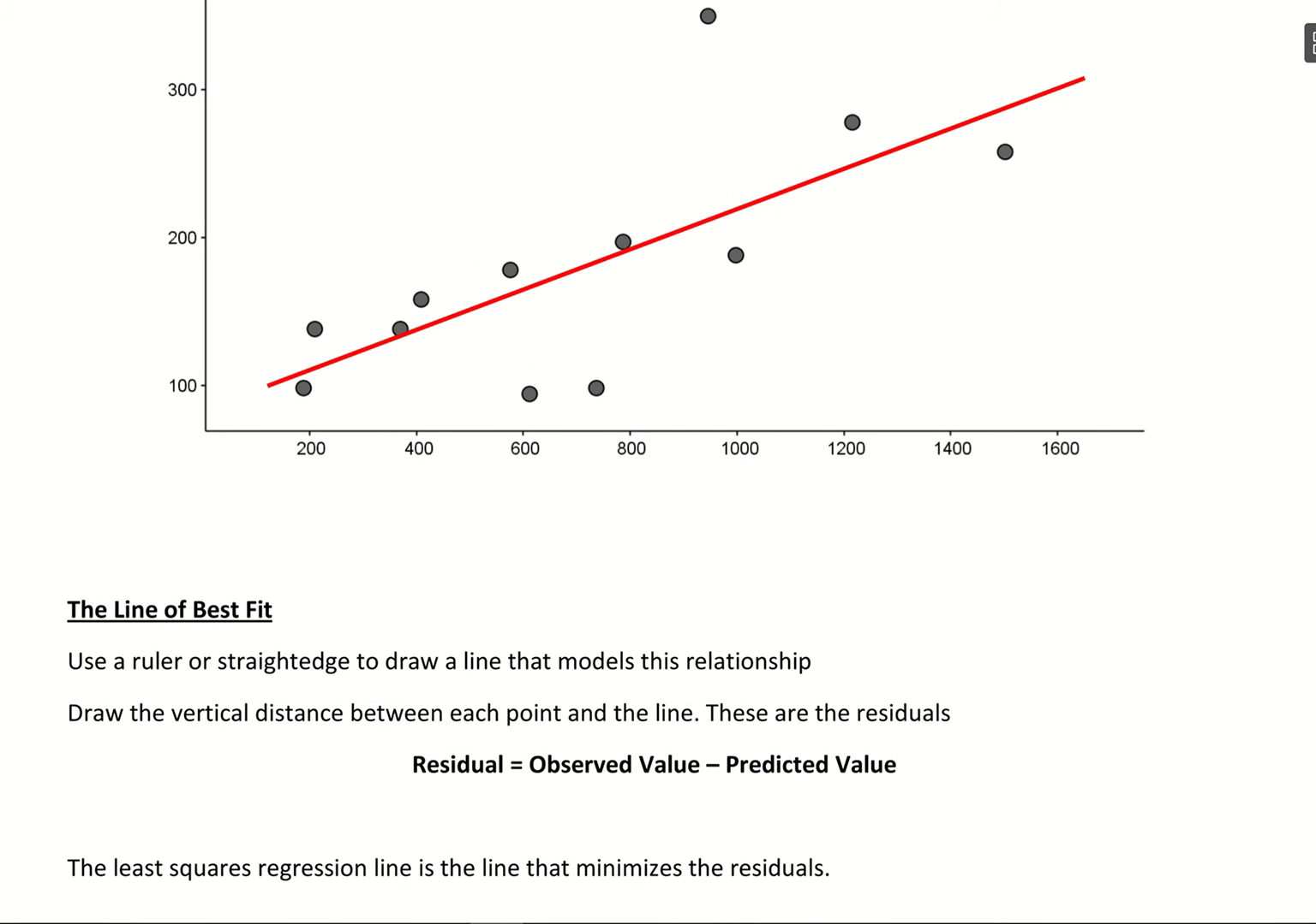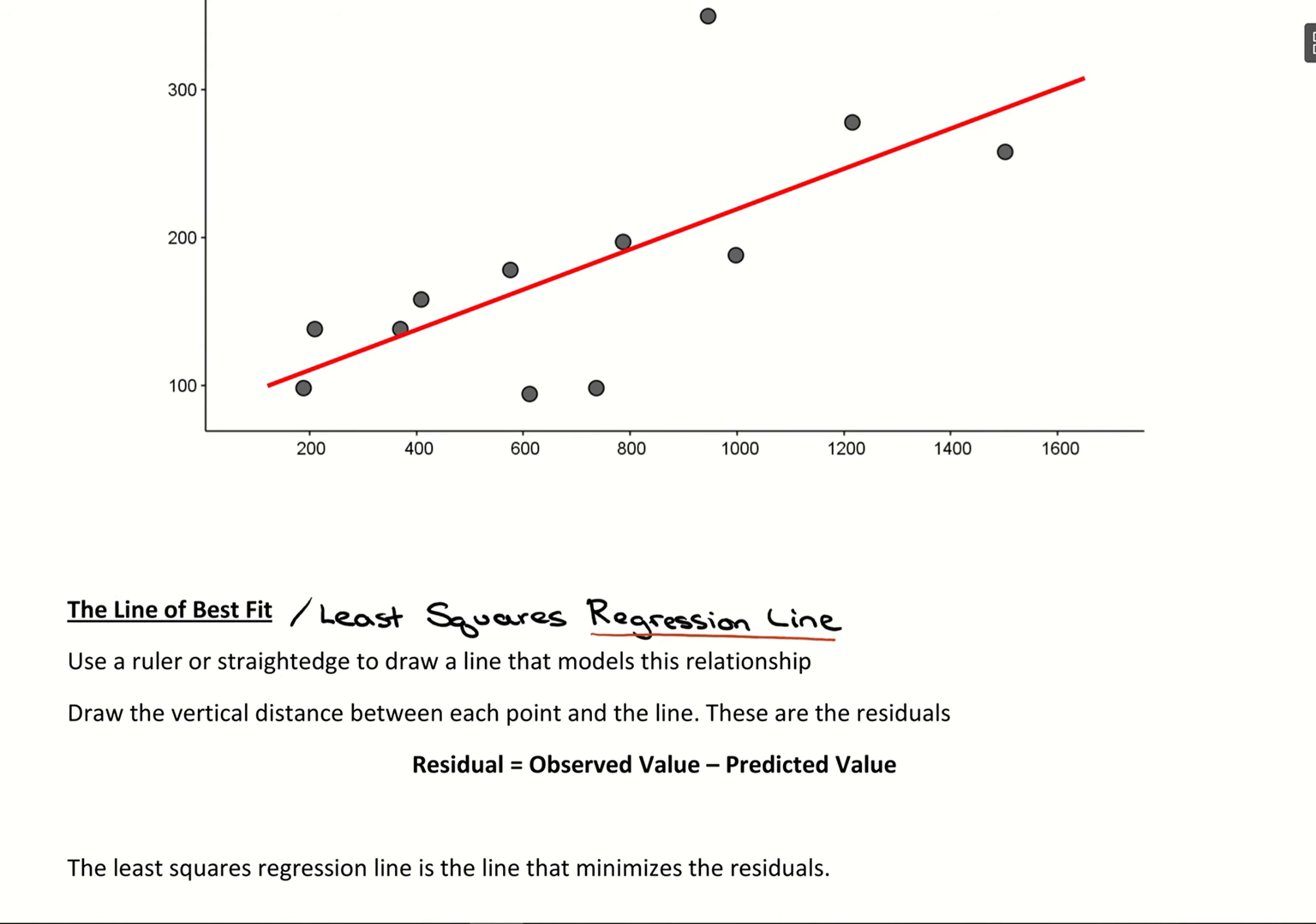There are a few other names for it. It can also be called the least squares regression line, or sometimes it's even just called the regression line. Essentially, in this section, if you're asked for the equation of a line, that's what you're going to want to find here.